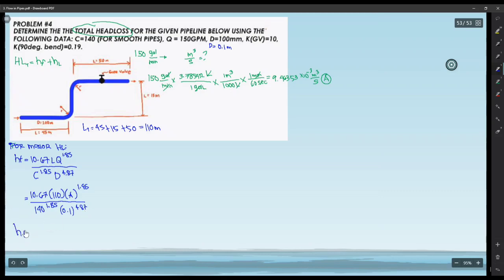So please press that on the calculator. Follow along with me again: 10.67 times 110 times Alpha A raised to 1.85, divided by the quantity of 140 raised to 1.85 times 0.1 raised to 4.87. What did you get? What I got, guys, is 1.6785 meters. What did you get?